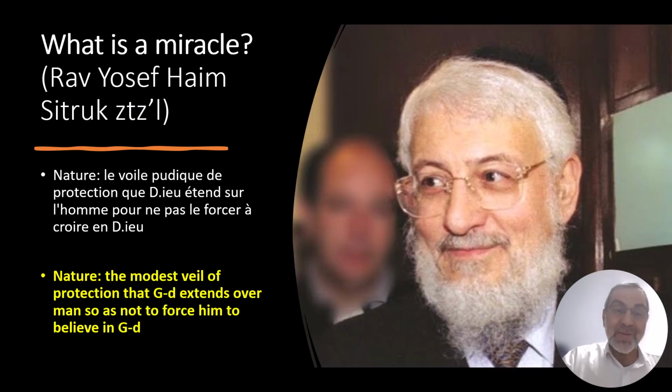From this we can restate our famous phrase of Rav Yosef Chaim Sitruk Zatzal: nature is the modest veil of protection that God extends over man so as not to force him to believe in God. Amazing that God has made some colors that are not colors.